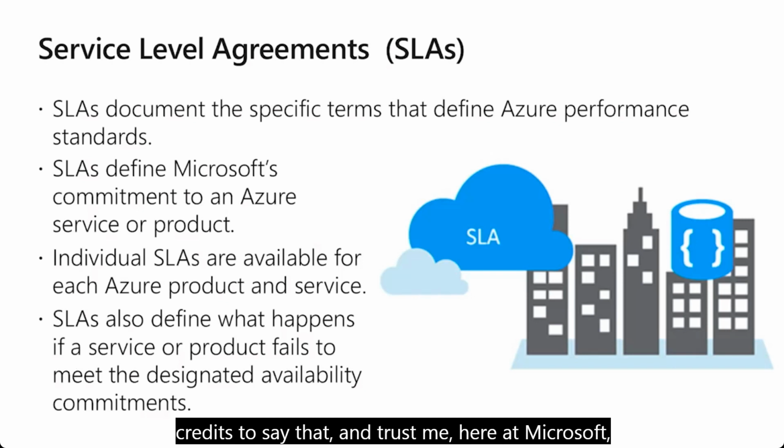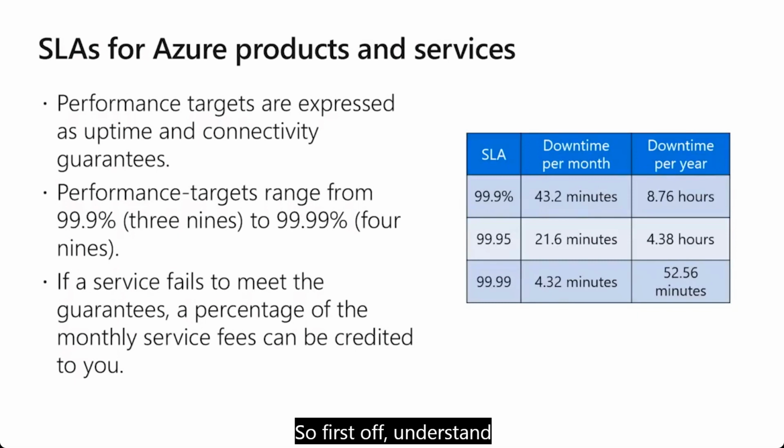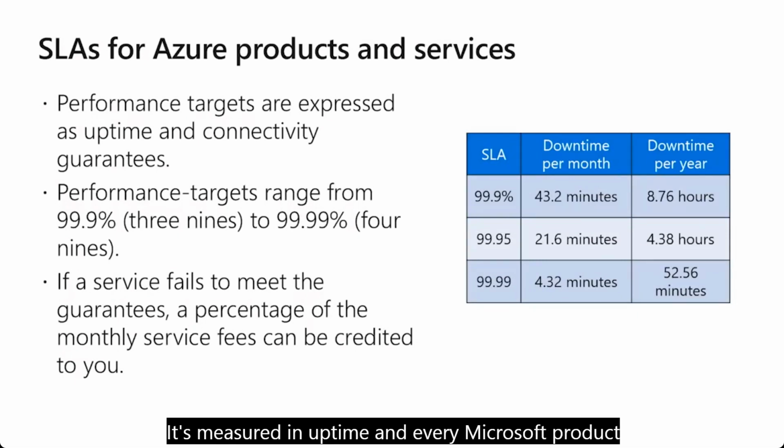And trust me, here at Microsoft, we hate outages just as much as you do, and we work really hard to resolve them. And how do we help meet those requirements? So first off, understand what we mean by service level agreements. It's measured in uptime, and every Microsoft product has anywhere between 3 nines to 4 nines on average of uptime. What does that mean?